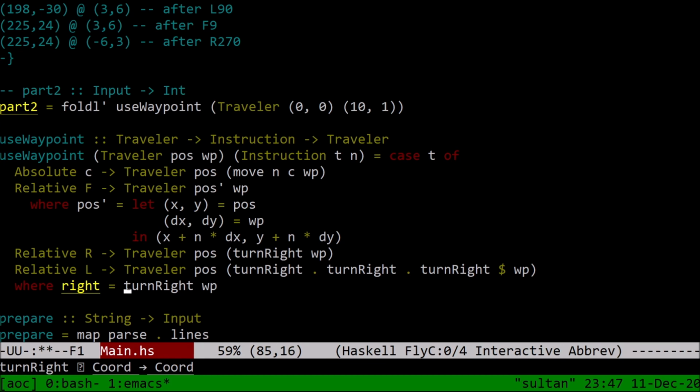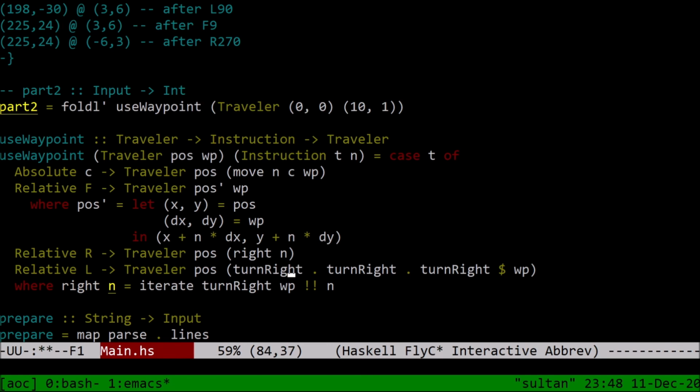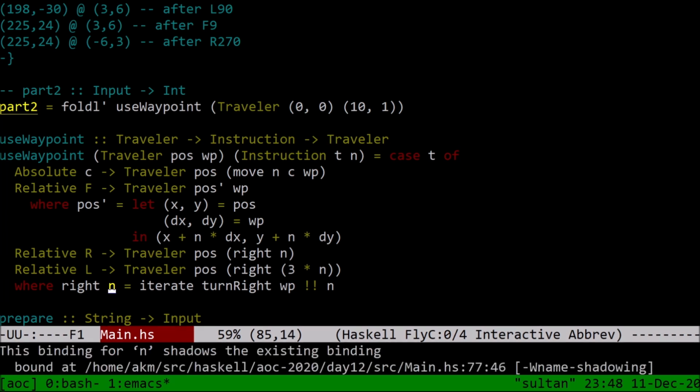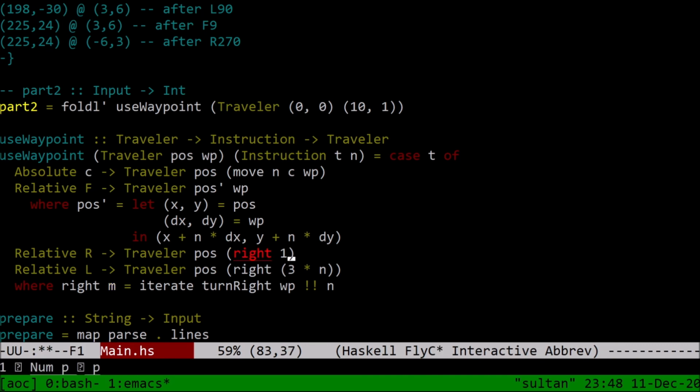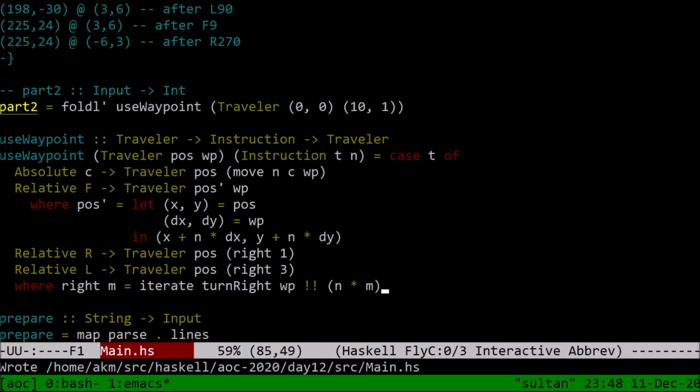I want to do this thing about iterating and doing it n times. Yeah, let's do it like this, I guess. Right n is iterate turn right of waypoint getting n. We can say right n times, and then, this is kind of dumb, but we can say right 3 times n. That's a 2. Oh, you're upset about the shadowing? Okay, we'll call it M, fair enough, and we'll just say 1 and 3 here, and then we'll say N times M. It's kind of dumb, we're doing unnecessary extra work, but I can live with that.